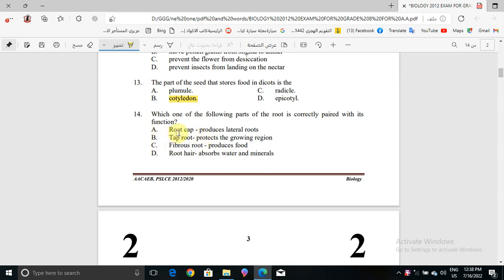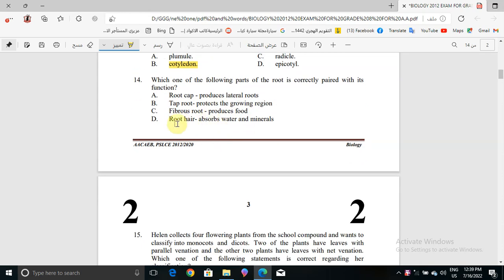The root cap's function is not to produce lateral roots, the taproot's function is not to protect the growing region, and the fibrous root doesn't produce food. So that means root hair is the correct one. Root hair absorbs water and minerals. Yes, this is the function of the root hair.